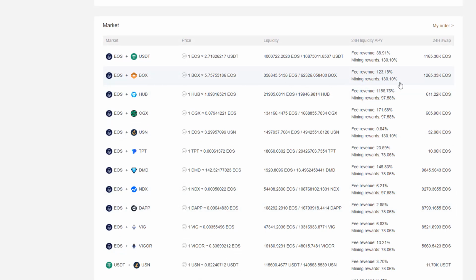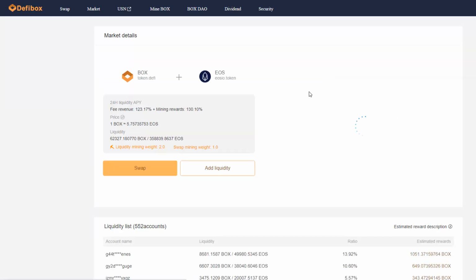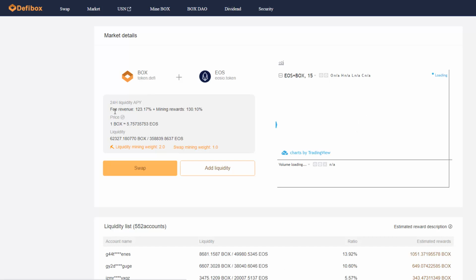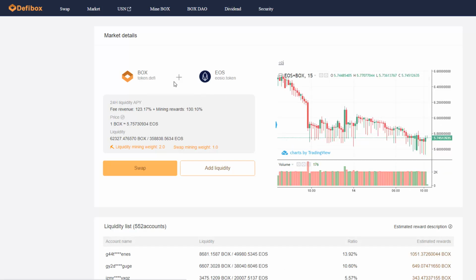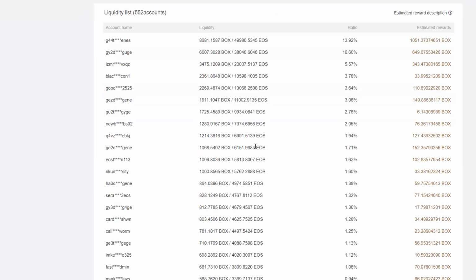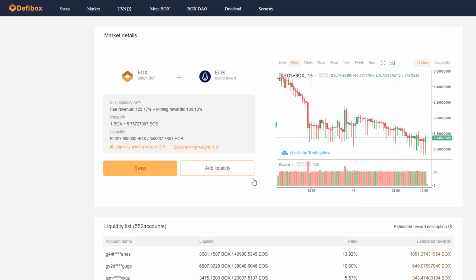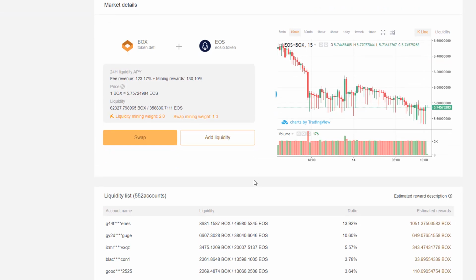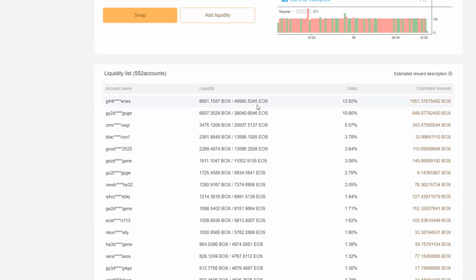If you work out 1 box equals 5 EOS, if we just click into it, you'll see the fees there. So people are swapping from box to EOS, and they're paying a fee. Okay, when you transact between different tokens within the EOS blockchain, obviously you have to pay, right? It's like Uniswap, you have to pay. Okay, you can see here the amount of liquidity.